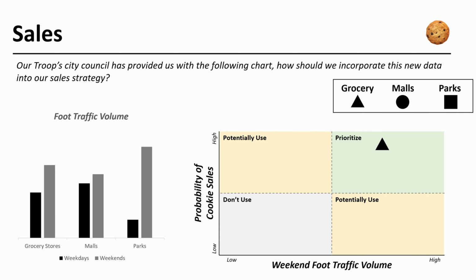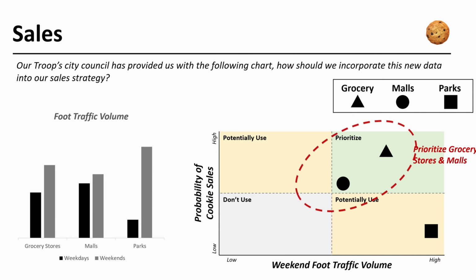sales. Grocery stores have high weekend foot traffic volume and have a high probability of cookie sales, as customers are already purchasing food products and are likely primed to be ready to purchase Girl Scout cookies. Malls have a slightly lower weekend foot traffic volume and likely a slightly lower probability of cookie sales than individuals visiting the grocery store. And finally, while parks have an exceptionally high foot traffic volume, my perspective is the probability of cookie sales is relatively low, as many individuals might not have their wallets on them, and there are many points for entrance and exit that make it difficult to fully capture the foot traffic volume.